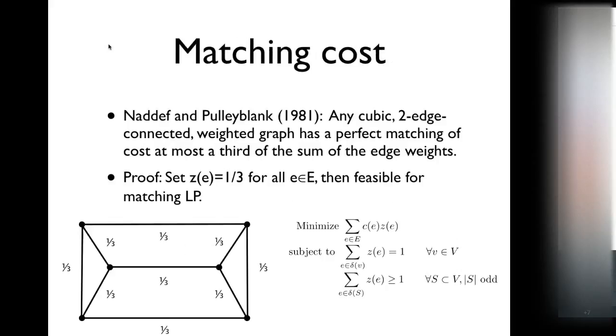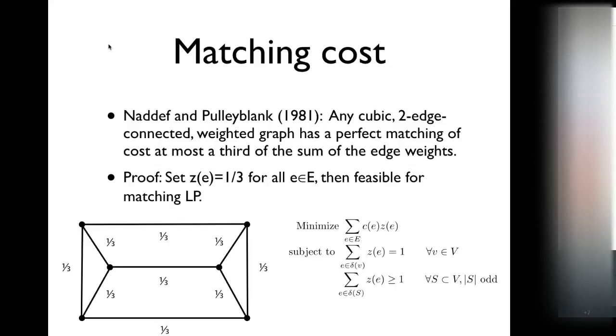Okay. I had this one extra step, which said that the cost of that matching was at most 1/3 times the cost weight of all the edges that were in that graph. And that follows from a little lemma that's due to Naddef and Pulleyblank. So they say that any cubic two-edge connected weighted graph has a perfect matching of cost at most 1/3 the sum of the edge weights.